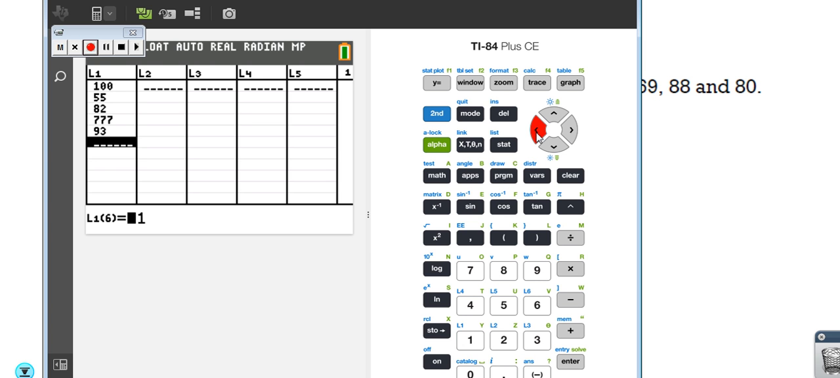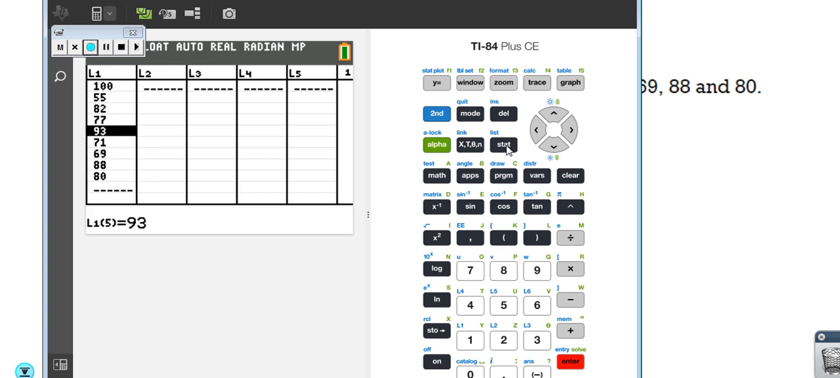Should be 71. Alright, so 155, 82, 77. Looks like I got a mistake there. So let's fix that. 93, 71, 69, 88, and 80.